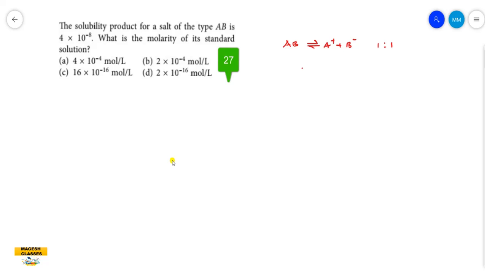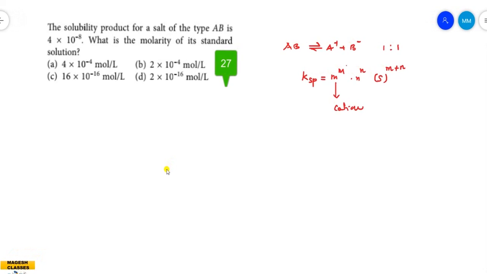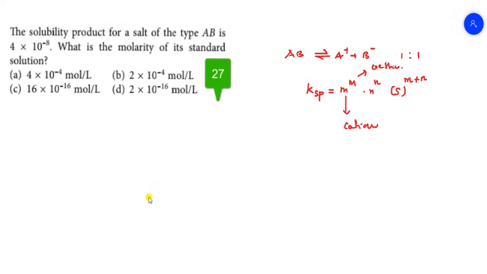Writing Ksp, the general expression is the concentration of M, that is the cation, to the power of its coefficient, and the concentration of N, the anion, to the power of its coefficient, with the molar solubility to the power M plus N. In this case, you can write 1 power 1 into 1 power 1 into S power 1 plus 1. So Ksp is equal to S square, where S is the molar solubility or molarity.